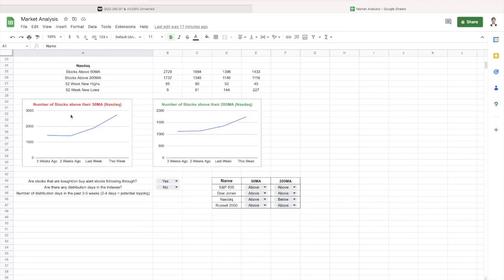So for the number of stocks above their 50-day moving average and the number of stocks above their 200-day moving average for the Nasdaq, for both we see a positive increase. So similar to the S&P 500, this shows that the recent rally that the Nasdaq has made is supported by increasing breadth in the market.